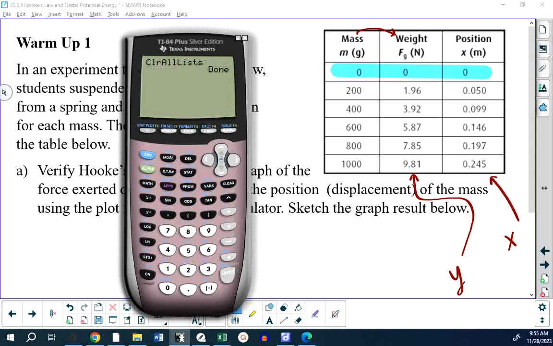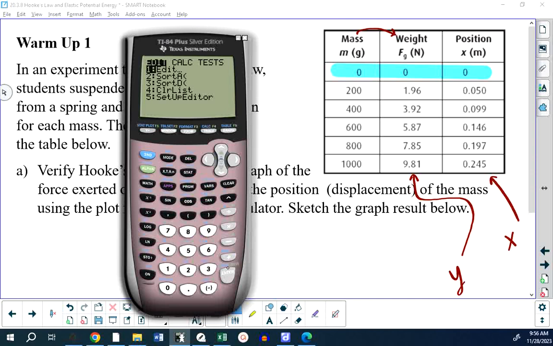If I quit out of here, I can access L1 by going second 1. And I meant to put it in L2, didn't I? So I can go store as L2. I could retype them all, but I just had my brain seize up there.